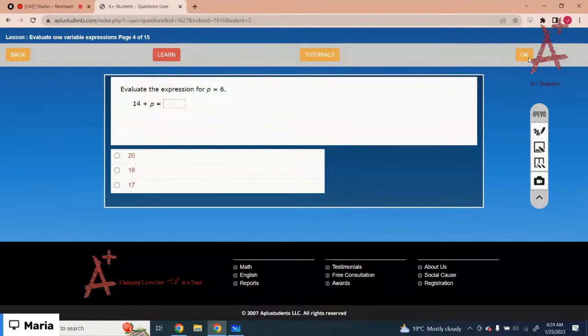Okay, evaluate the expression for p equals 6. So 14 plus p: replace the p with the value. So it would be 14 plus 6. P is 6, so 14 plus 6 equals 20. The correct option is 20. Select the correct option and click on the OK button.